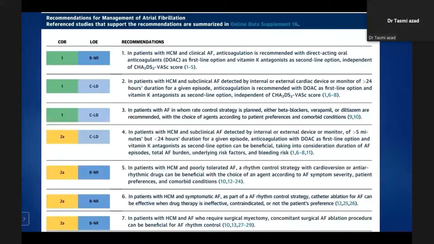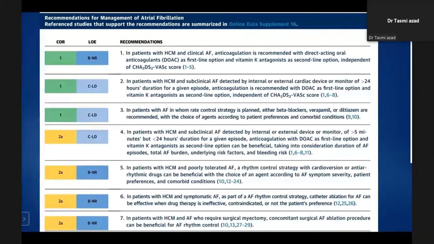And atrial fibrillation should be very strongly handled, because there is a risk of stroke there. So for those in whom we select a rate control strategy, a beta blocker, verapamil or diltiazem is recommended, with the choice of agent according to patient preference. This is also a class 1 indication.